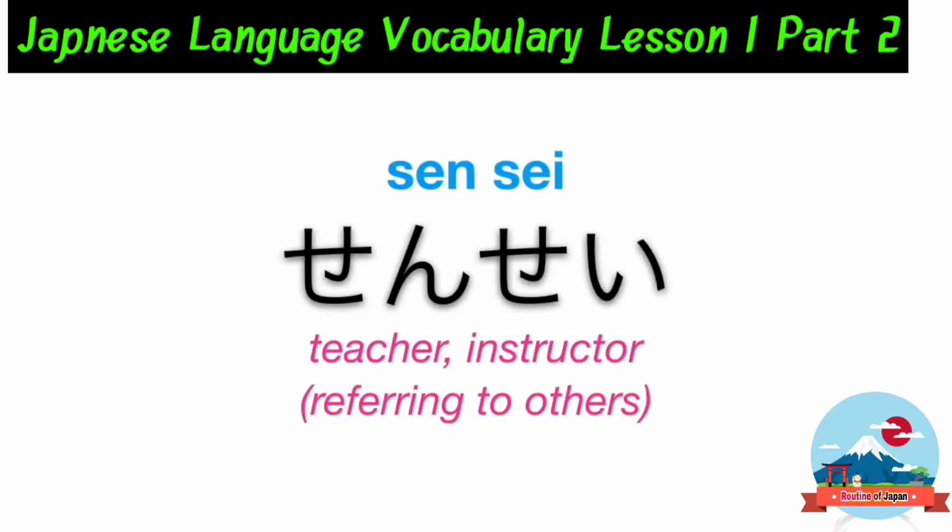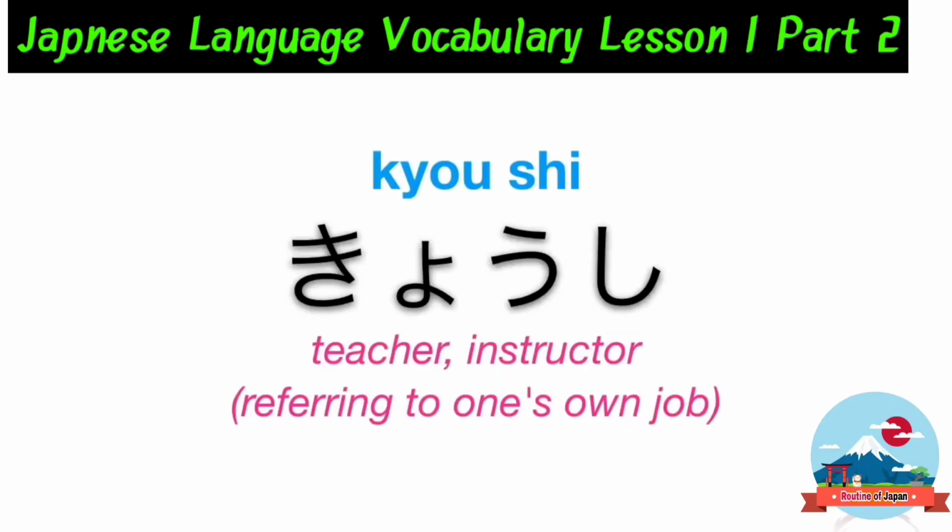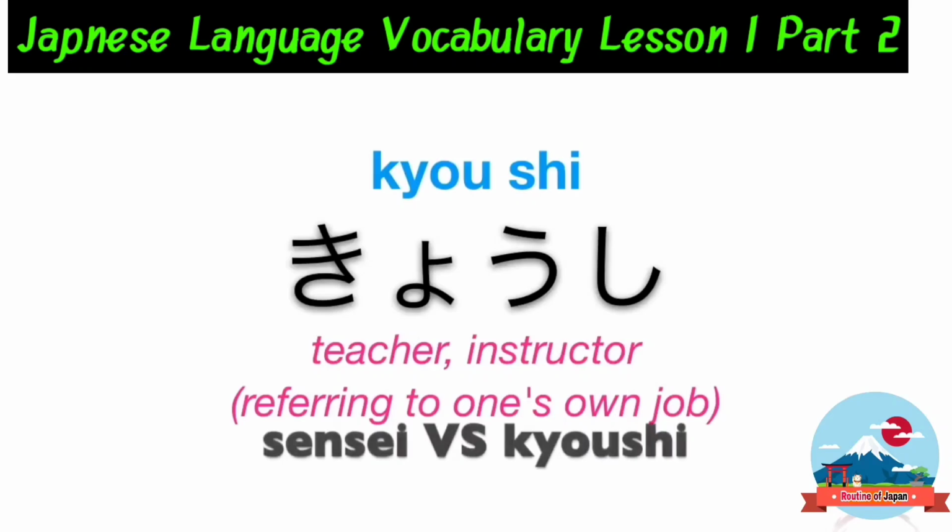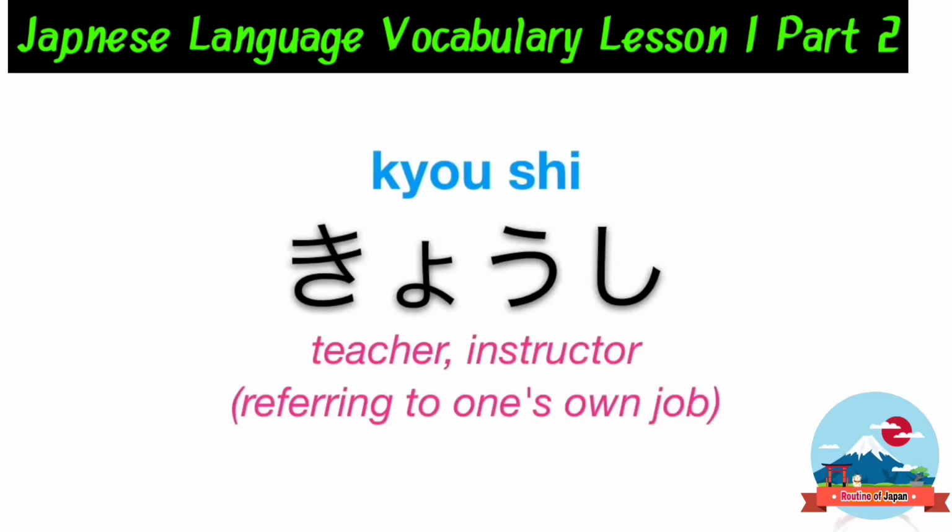Sensei. Notice that we have a long vowel at the end. Sei. Okay, sensei. Kyoushi. Again, another long vowel. Kyoushi. So, the difference between sensei and kyoushi is that sensei is only referring to another teacher. So, if you are going to introduce yourself and you want to say that you are a teacher, you say, watashi wa kyoushi desu.